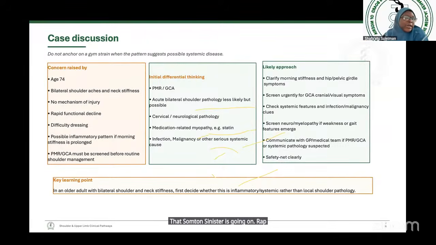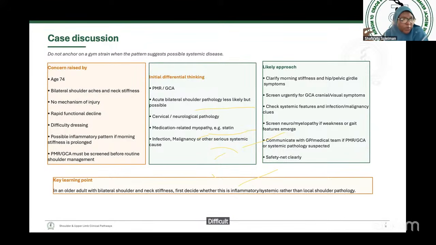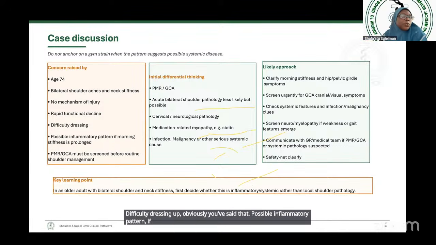Rapid functional decline. Within 24 hours, he is not able to do overhead activity and he is not able to do his usual active stuff. Definitely that is progressive, so we need to put that into consideration. Difficulty dressing, obviously, you've said that. Possible inflammatory pattern if morning stiffness is prolonged. So if he mentioned stiffness in the morning, for how long? We just need to know that, and then we can fit in the puzzle.